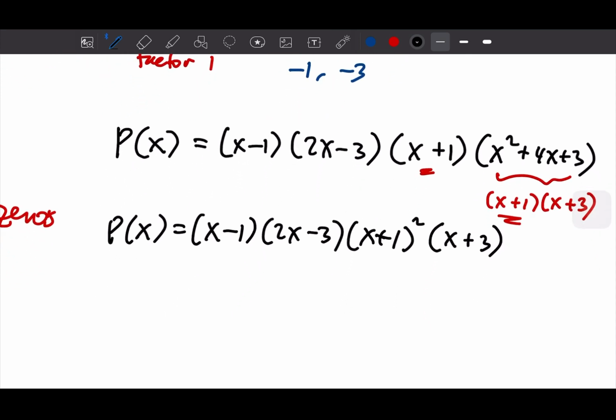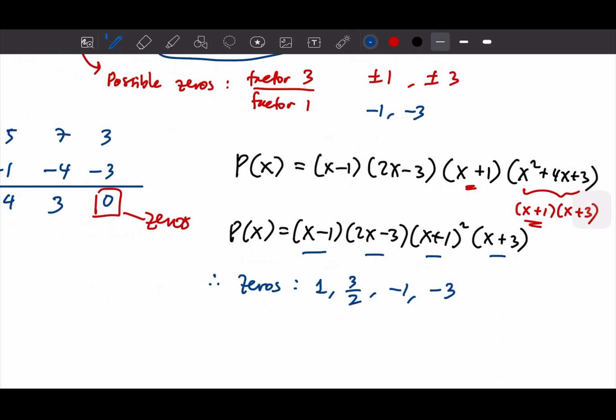And by the structure, we could also conclude that the zeros are 1, 3 over 2, negative 1, and negative 3.